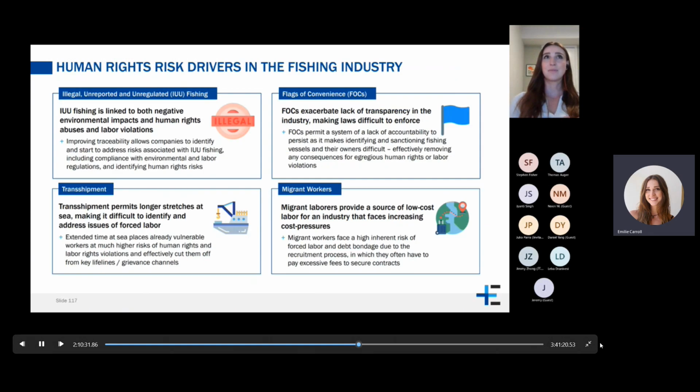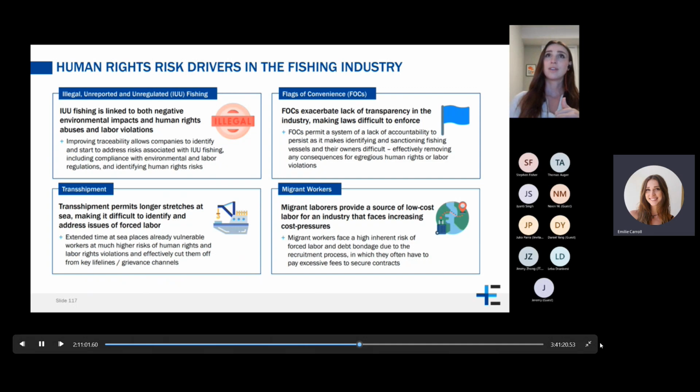The human rights risk drivers in the fishing industry. We all have this context going into it. First and foremost, IUU fishing is linked to both negative environmental impacts and human rights and labor violations. Where there's IUU, there's commonly also human rights abuse, and we know that IUU is a very big issue in the fishing industry. So we can understand that there are going to be challenges around human rights when it comes to the issues of IUU.